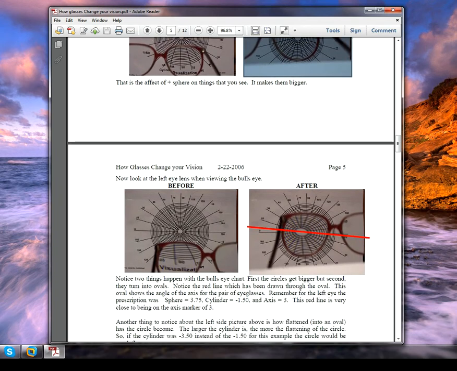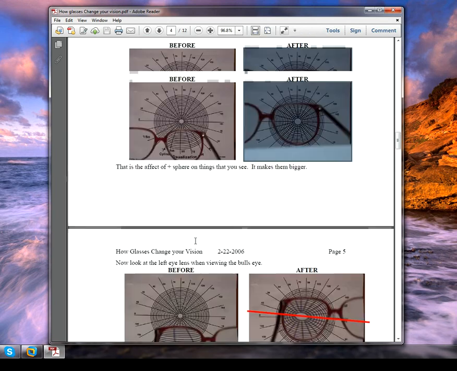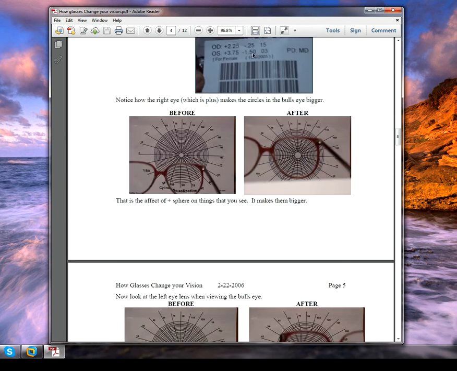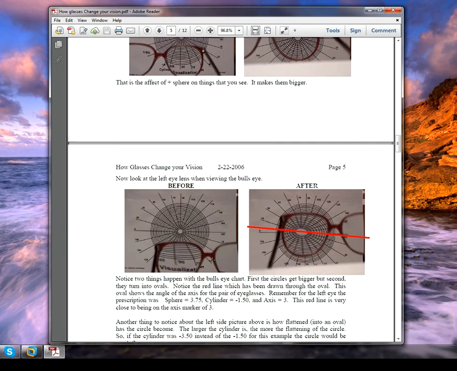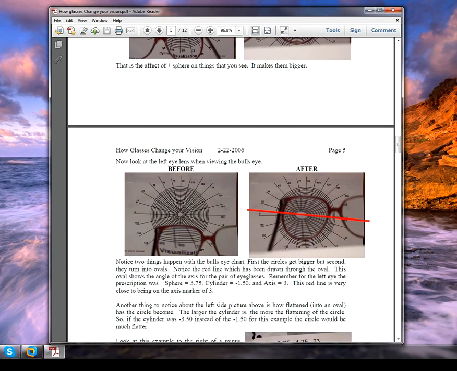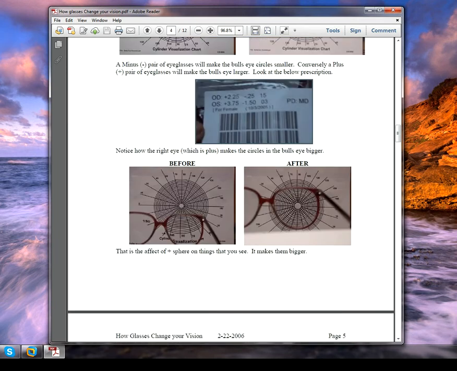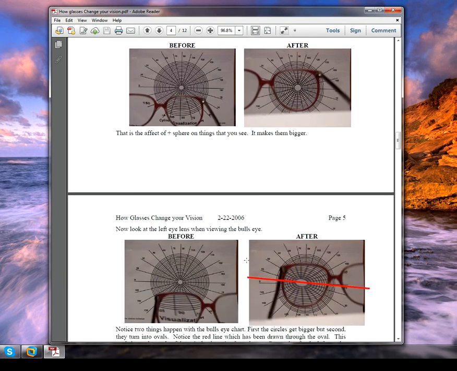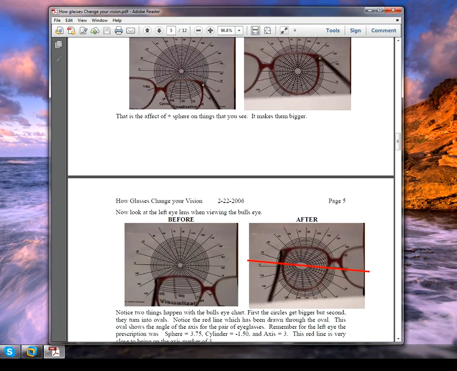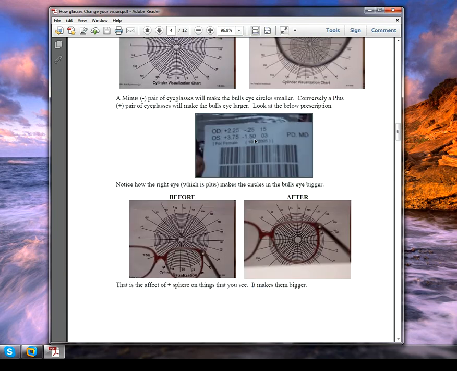Here is a case where you have some astigmatism. If you might remember from this previous prescription, you can see you have a cylinder number for the left eye. So if you hold the left lens in front of the bullseye, the circles get larger because of the sphere number 3.75, but they also turn into ovals, which is because of the cylinder number.